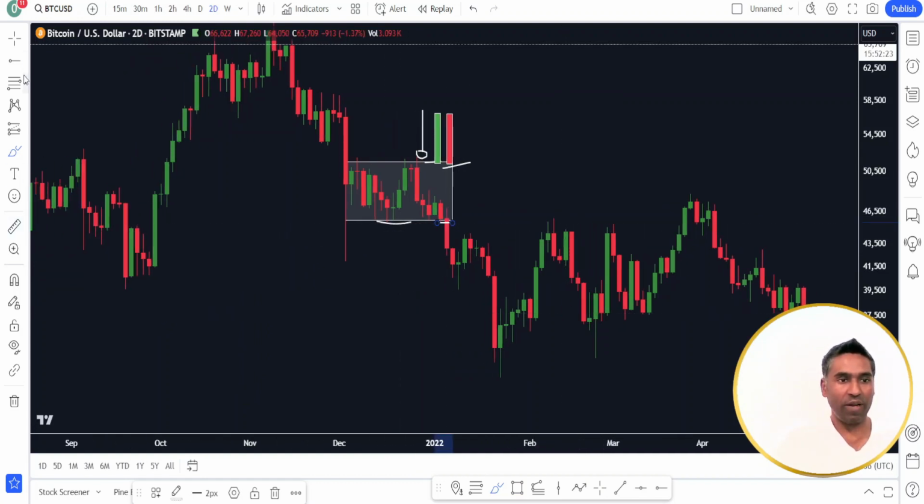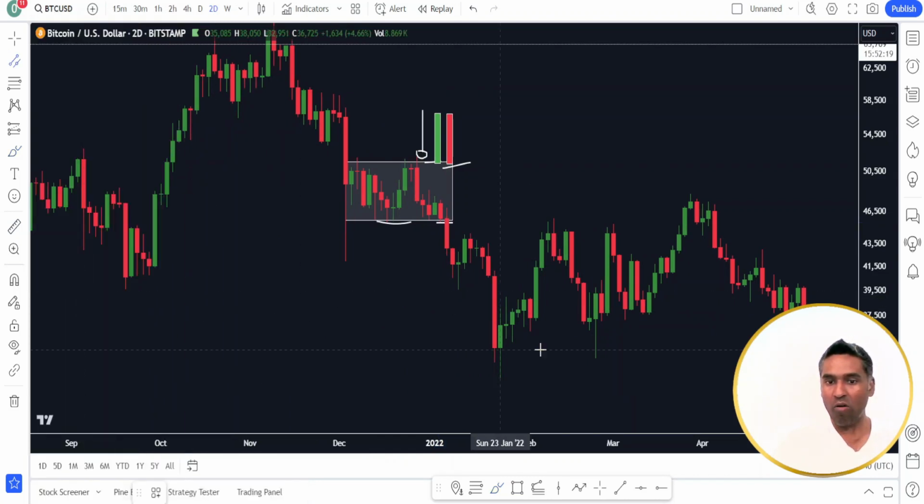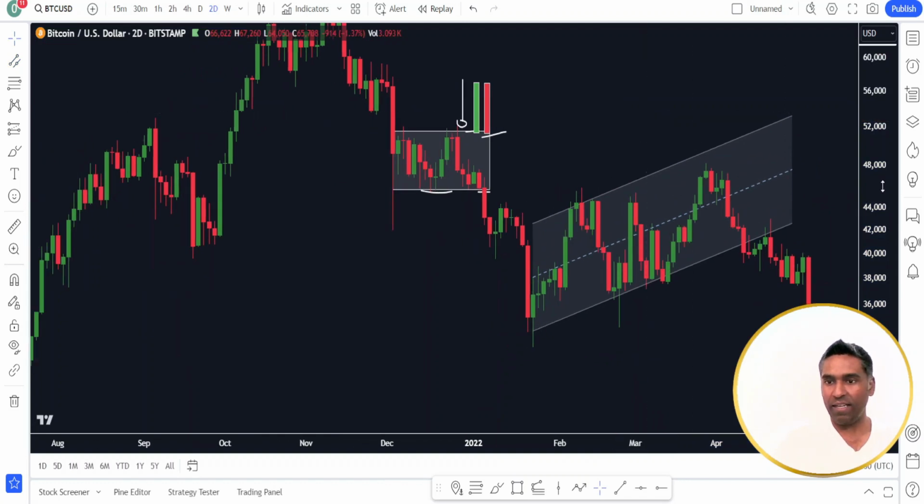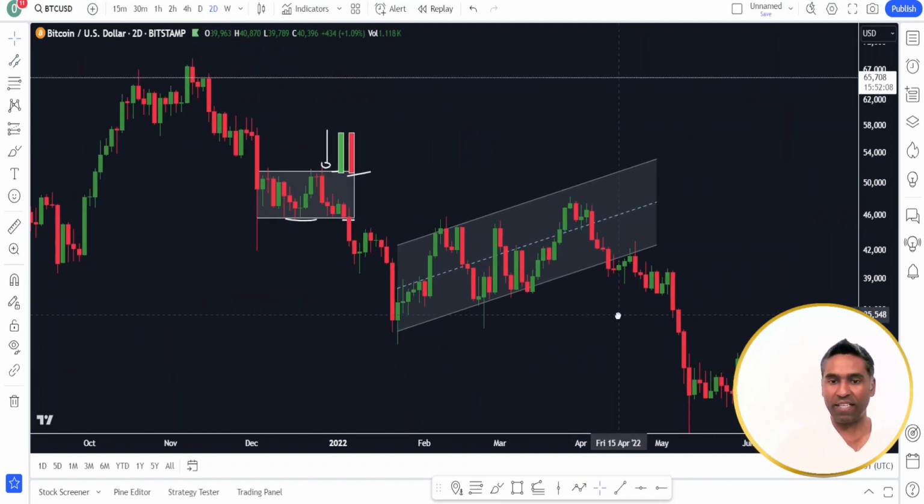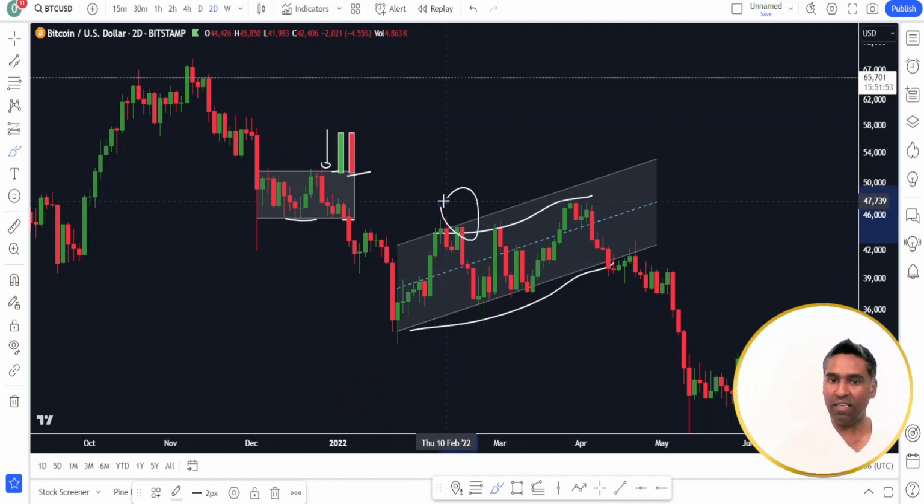Now what is the next pattern? The next pattern is the flag. So how do we know that this is a flag here, and how do we trade this flag? What we do is we try to understand how the price is behaving on the areas of resistance. This is an area of resistance in the triangle. Why? Because this upper area is always resistance and the lower area is always support. So this is the resistance area, this is the resistance area, this is the resistance area.